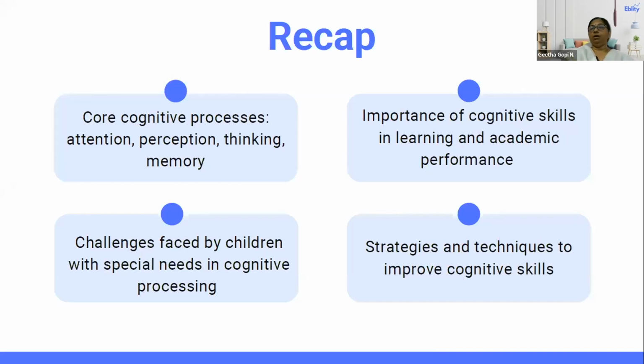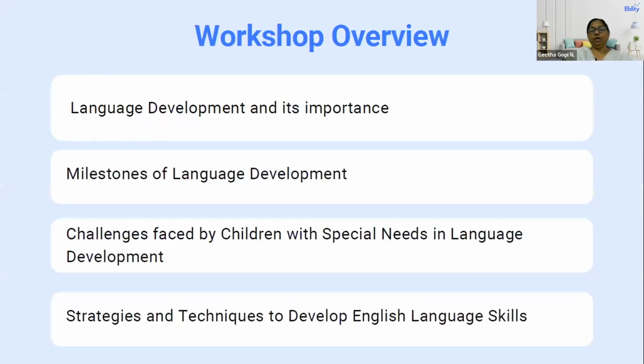A quick recap of what was done in the previous workshop. We had concentrated on the various cognitive skills, the core cognitive processes that are required for learning, that is attention, perception, thinking, and memory. The importance of cognitive skill development in academic learning and performance, the various challenges that special needs children face in cognitive processing and skill development. We also had a look at the different strategies and techniques, and some of the activities that can be employed to improve cognitive skills and cognitive processing in children with special needs.